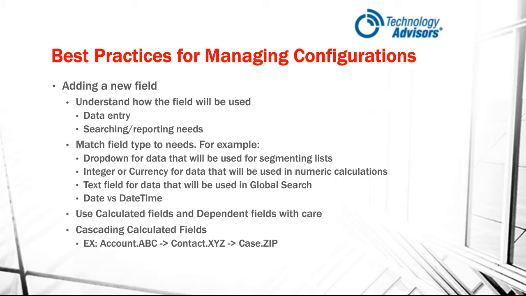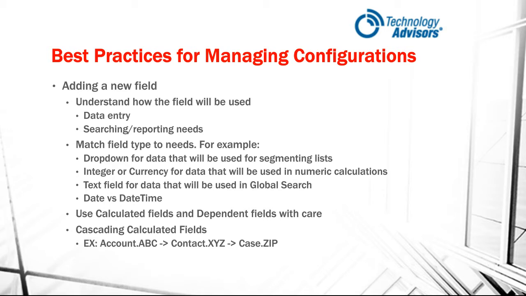And what I mean by that is you need to be able to match the field type to what you want to do. So, for example, if you want to be able to easily filter or report on data in a field, you're probably going to want to use a drop-down as opposed to a text field that people can type anything into. Some people might type USA, some people might type United States, and then you're going to have disparate data that's more difficult to search and report on.